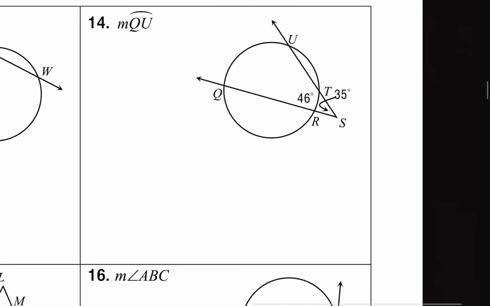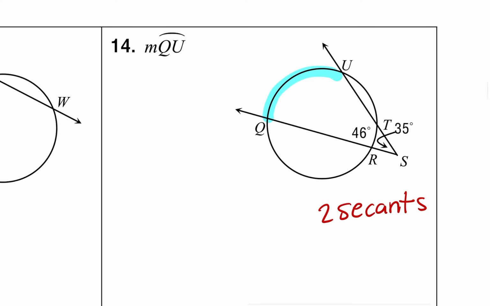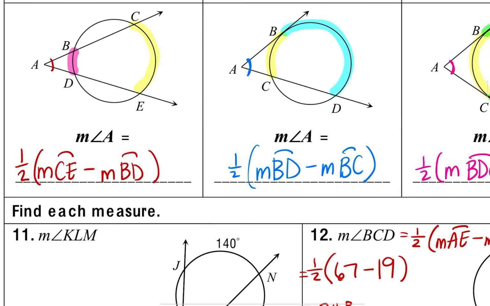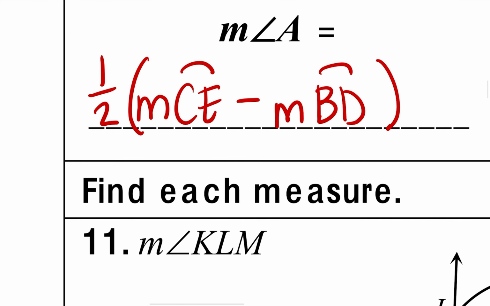All right. Number 14. Again, with number 14, you have two secant lines. But now we're looking for the measurement of arc QU. So first of all, I'm going to just start by creating my equation by what I knew earlier. Just looking here, we have two secants. So I want to write this exact equation. I want the measurement of that angle of intersection between the two secants will equal a half of the larger arc minus the smaller arc.